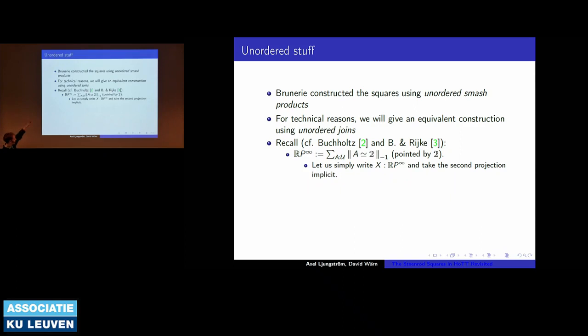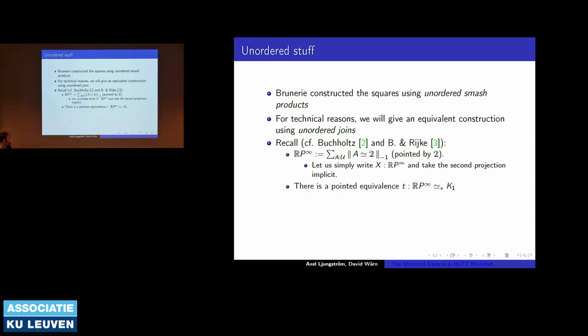So I'm going to denote by RP infinity the type of two-element types, so types that are merely equivalent to the Booleans. And I'm just going to write x in RP infinity to say that x is a two-element type. And I always take the second projection to be implicit.